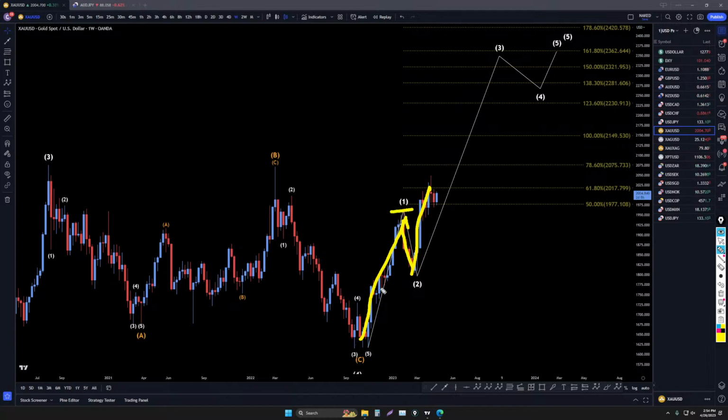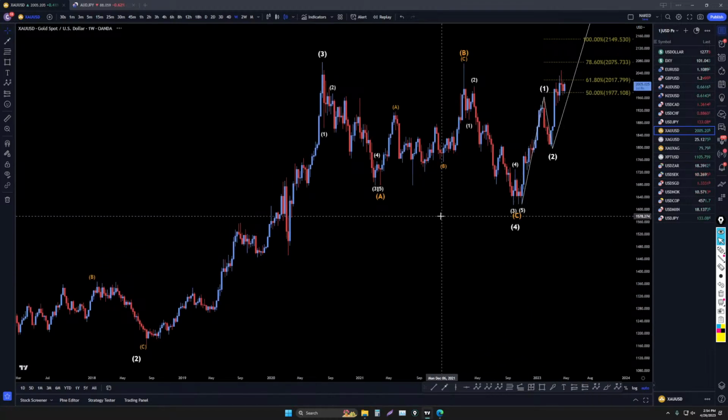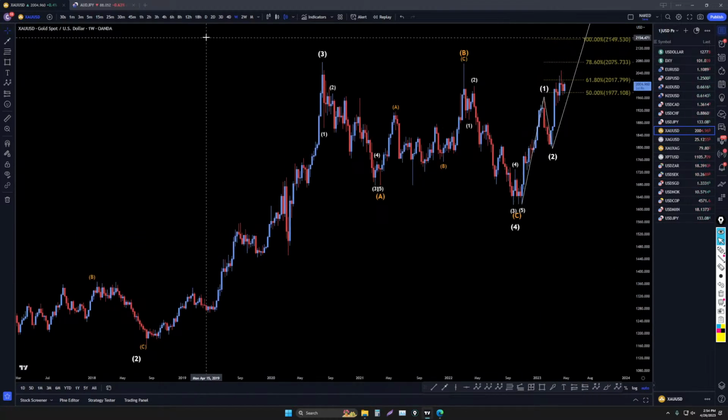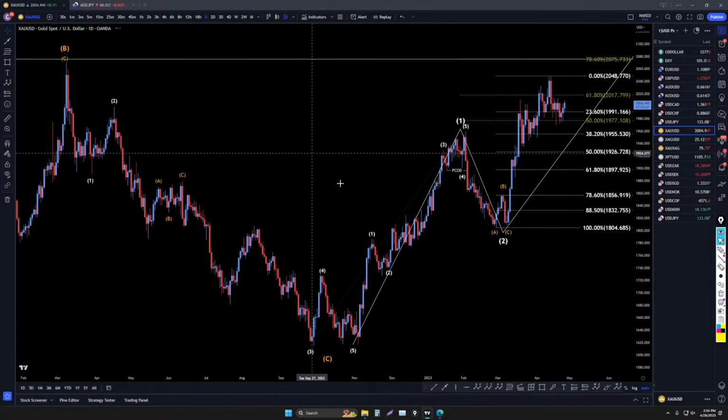A wave 3 needs to be bigger than a wave 1 because a wave 3 is supposed to be the biggest, strongest wave in a trend. So a wave 3 needs to go beyond the 100% level, which means that this may have a very long way to go to the upside. Gold is definitely a little bit of a safe haven currency, a little bit of a risk on currency. So that's probably half the reason why gold is probably going to make an all-time high, and it's probably going to go a lot further than that.